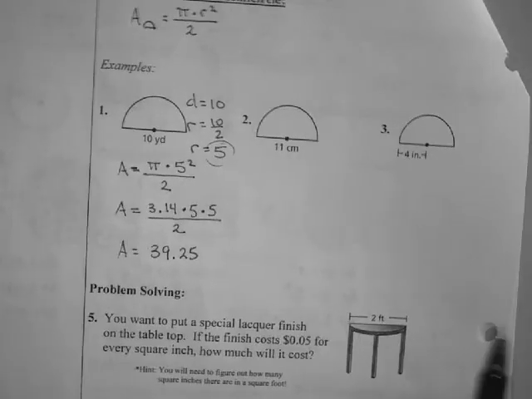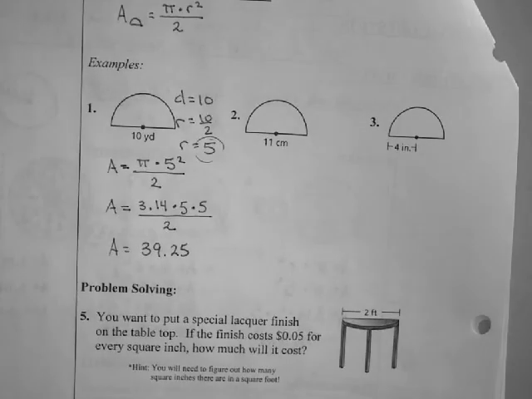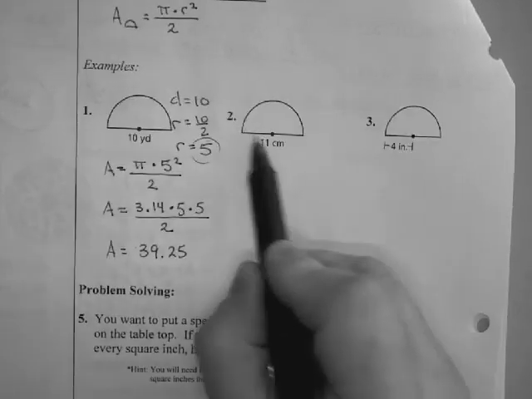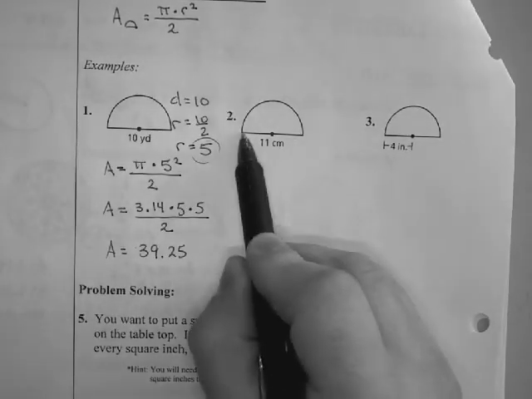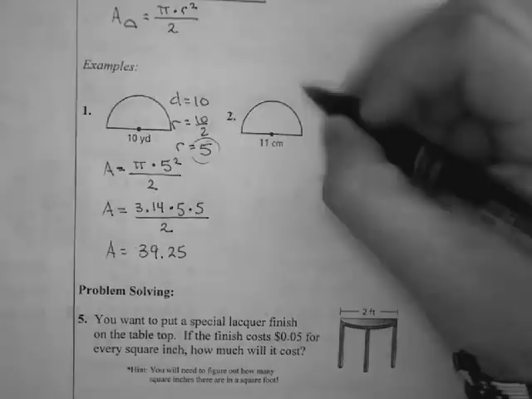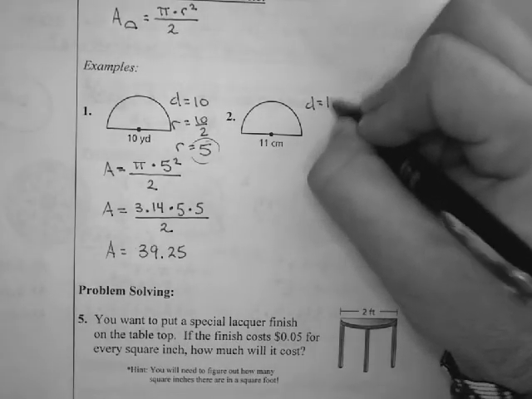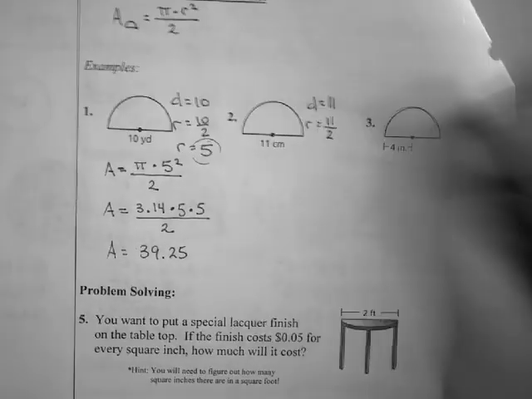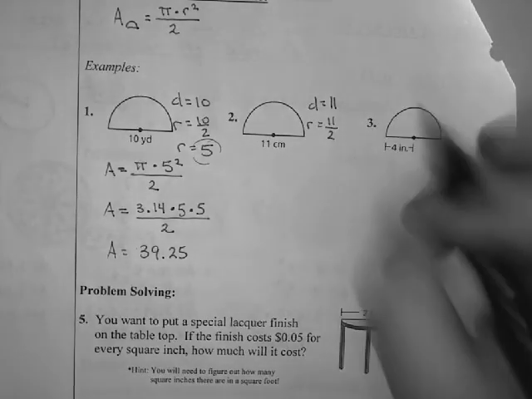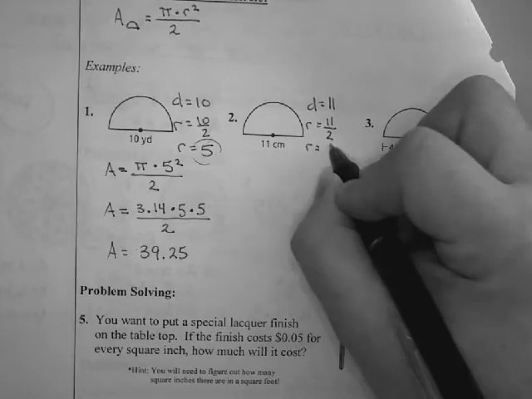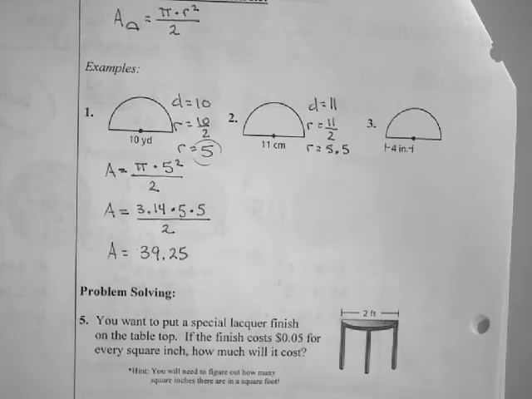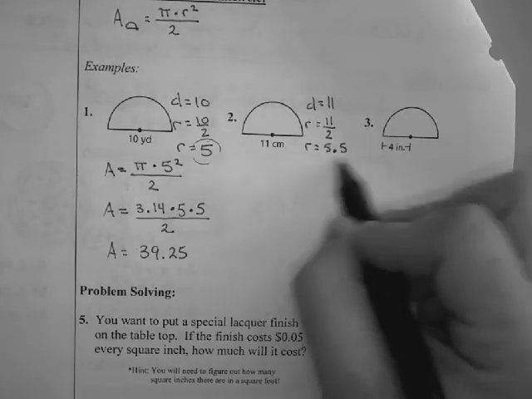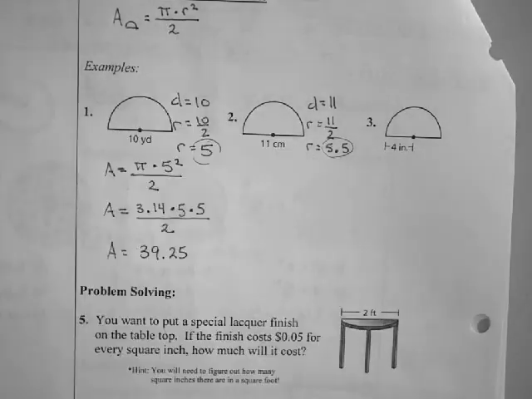Now number 2 is quite similar to number 1. We'll start off with a diameter. That's the distance all the way across the circle. So we know our diameter is equal to 11. Well, my radius is equal to half the diameter, so 11 divided by 2. So my radius will be equal to 5.5. And 5.5 is the number that we'll use to find the area of the semicircle.